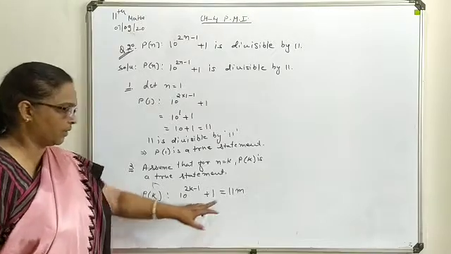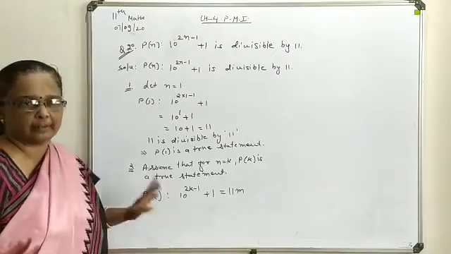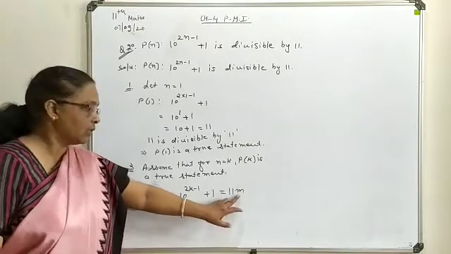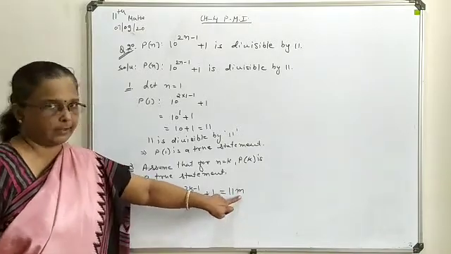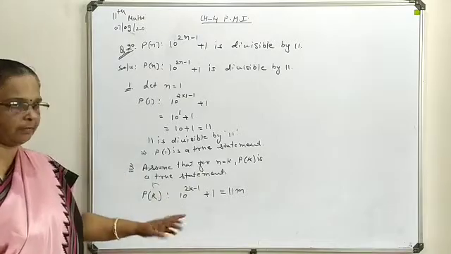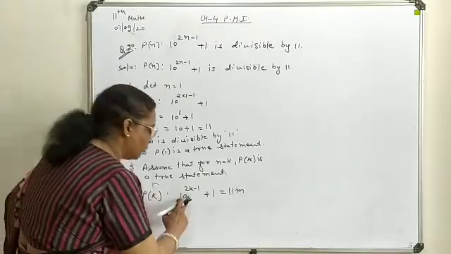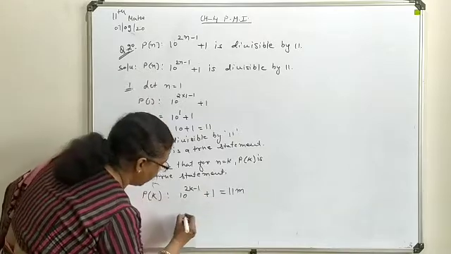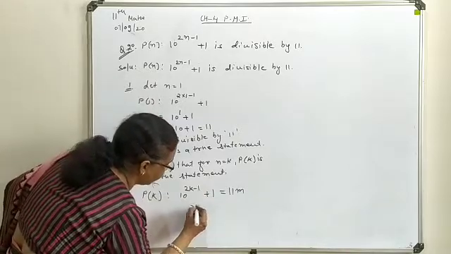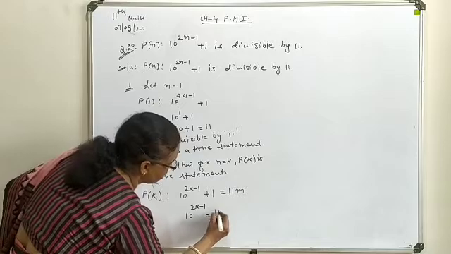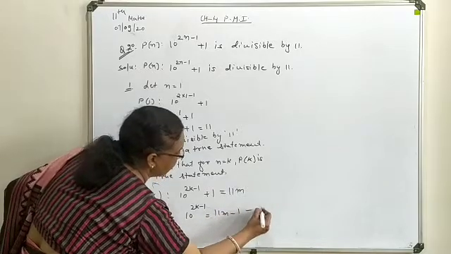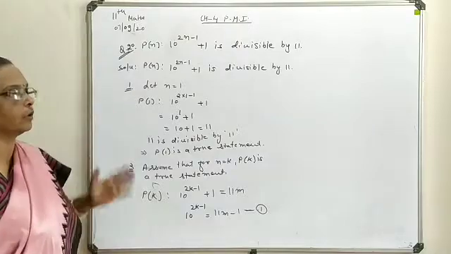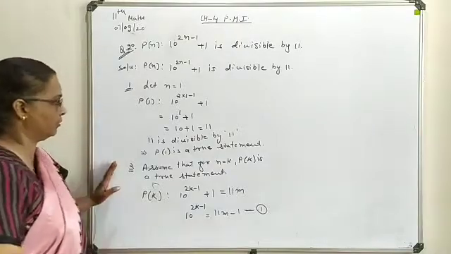If any expression or number is divisible by a particular number, it will have that number as a factor in some form. That factor form we have considered as 11m for convenience. Now we are going to separate this term, keeping this one on this side. This is 10 power 2k minus 1, we will write as 11m minus 1. This you will use as one relation. Now you come to the main step.